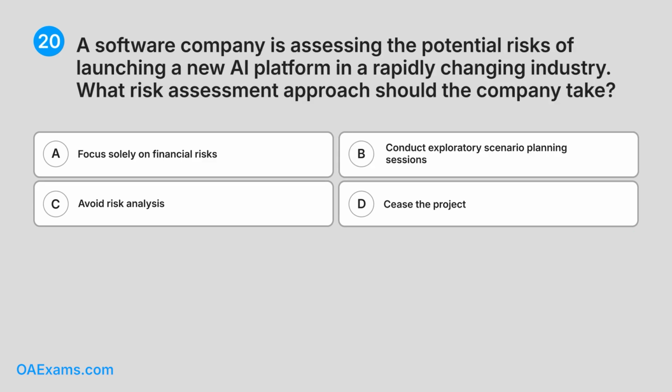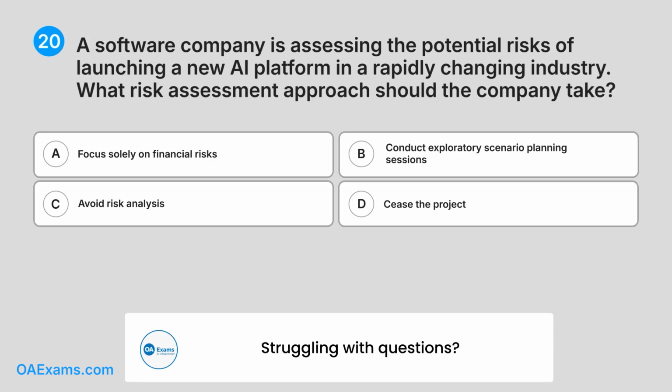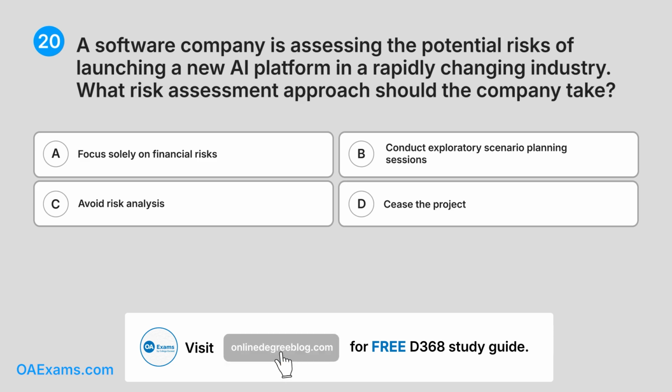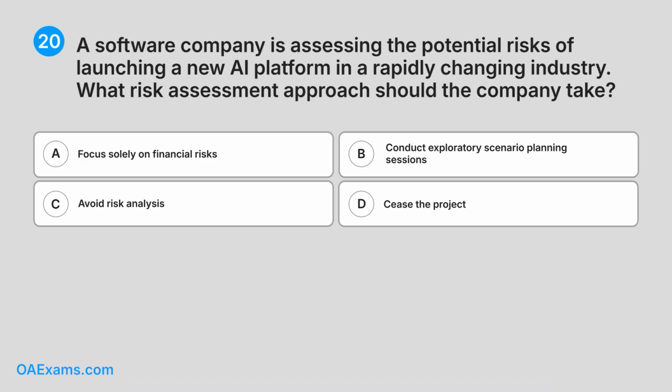20. A software company is assessing the potential risks of launching a new AI platform in a rapidly changing industry. What risk assessment approach should the company take? A. Focus solely on financial risks. B. Conduct exploratory scenario planning sessions. C. Avoid risk analysis. D. Cease the project. What do you think is the answer?